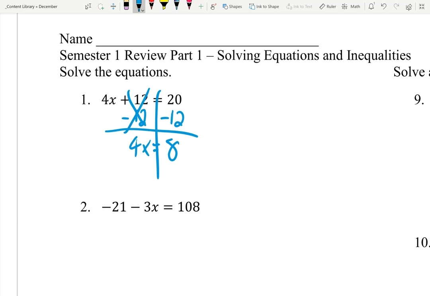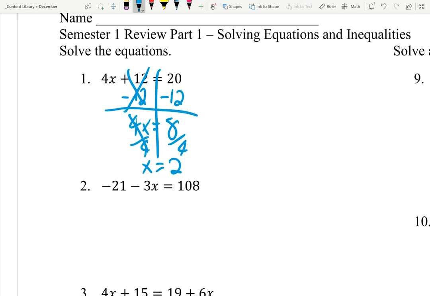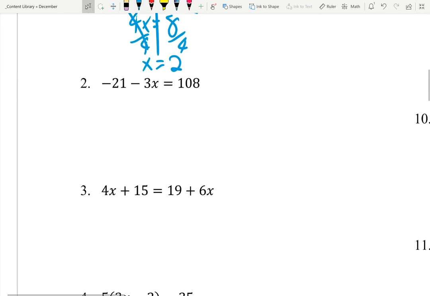I divide by 4 now to get rid of this 4. And I end up, don't forget to do it with the other side. I end up with x equal to 2 as a result. All right, moving right along. Number 2. Number 2, very similar, right?